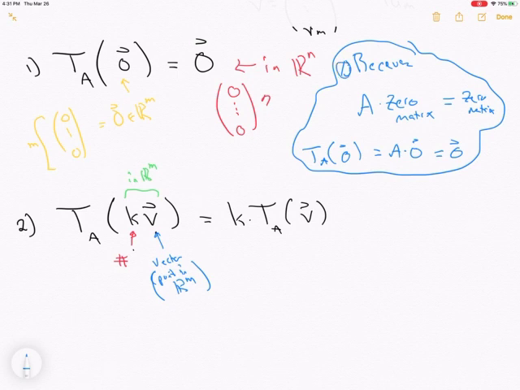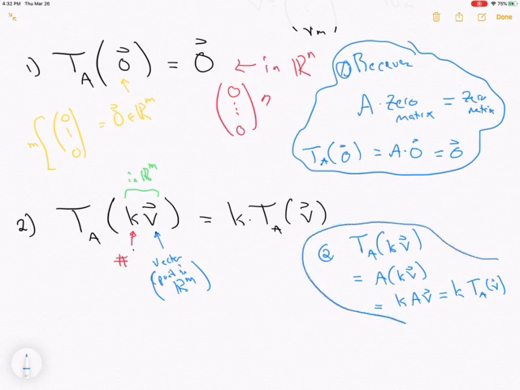2 is just, by definition, Ta of k times v is A times kv, and properties of matrix multiplication say that's the same thing as pulling out the k. So you have to understand everything is different. k is a number, A is a matrix, and v is a vector thought of as a matrix. And of course, by definition, that's k times Ta of v. So that proves 2. These all just follow from ordinary properties of matrix multiplication.